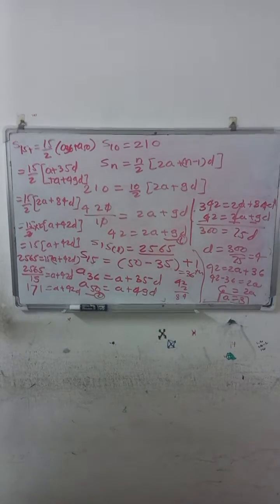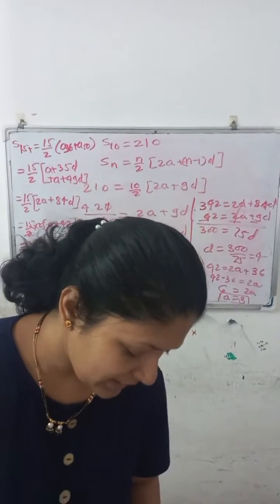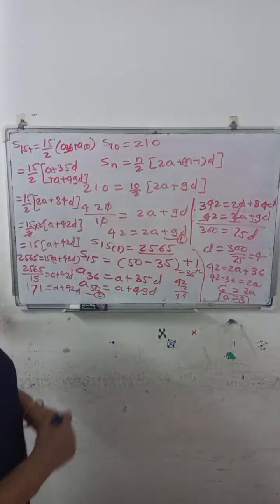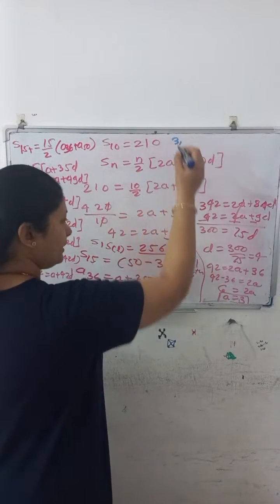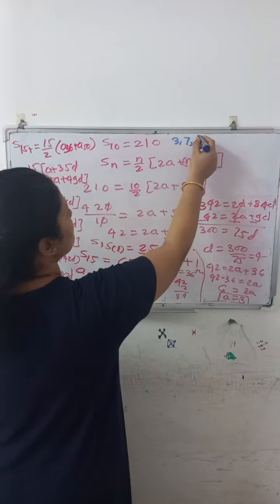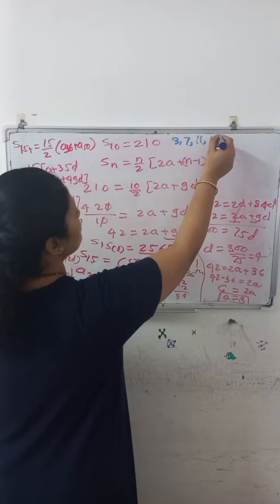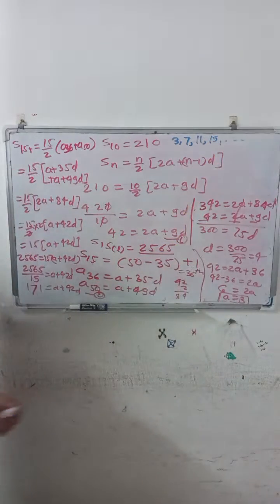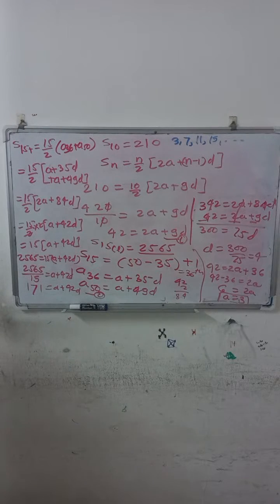Once you get 3, then find the AP for this. How to write the AP? The first term is 3. Then d is 4. 3 plus 4 is 7, 7 plus 4 is 11, 11 plus 4 is 15, and so on. This is nothing but your AP. This is also a 3-mark question. Important. The last term they are giving in that sum, but we have to imagine that we are taking it from the first.